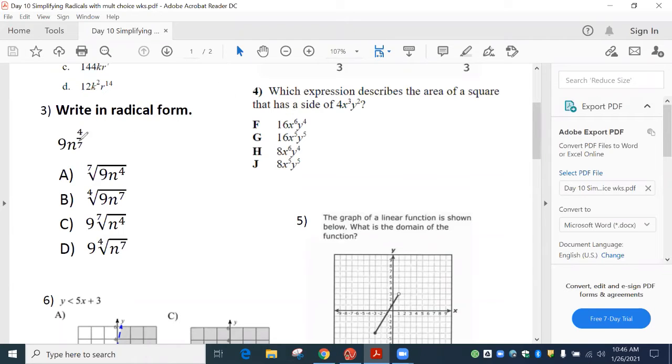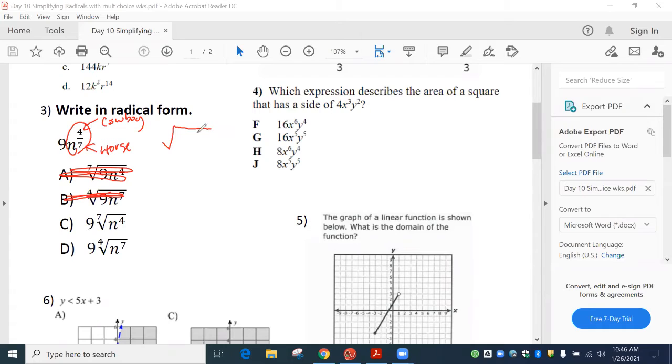The first thing we're going to point out here is that the exponent only goes with what it's next to. This 9 stays on the outside. So you can mark off A and B because this fraction exponent does not affect the 9. So the 9 goes on the outside. Now the n is going to go inside of the radical. So the question is, what goes inside with them? Is it the 4 or is it the 7? The way that we remember this is the cowboy rides the horse. So the cowboy is on top, and he's riding the horse.